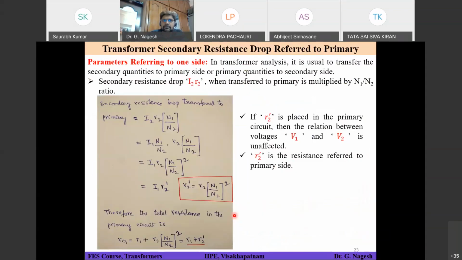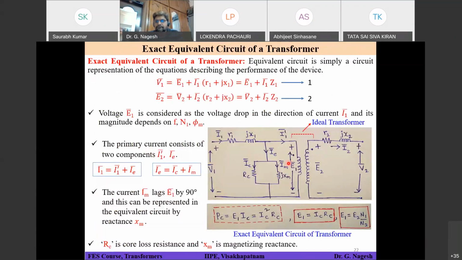Now, in an exact equivalent circuit, if you see the voltage E1, let's say 100 volts, based on N1 and N2 turns, E2 will be at a different voltage. So E1 is at one potential and E2 is at another potential, because it depends on the N1 and N2 ratio. If N1 and N2 are equal, then they are equal. Otherwise, they are at different voltage levels.